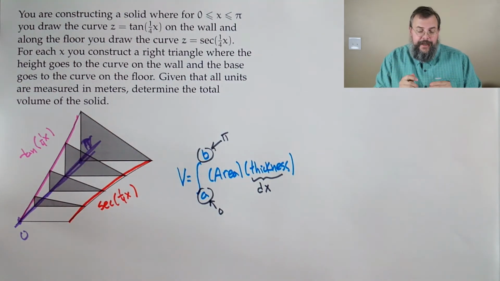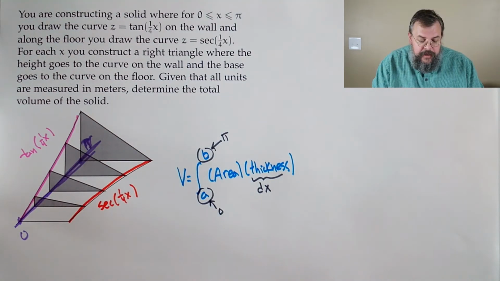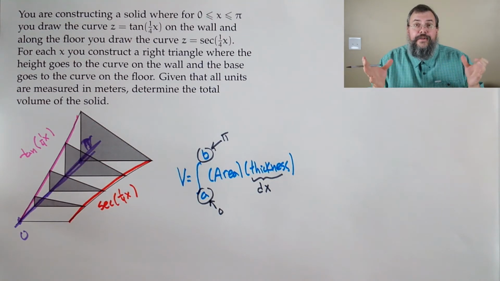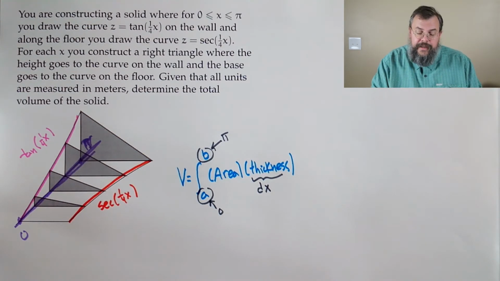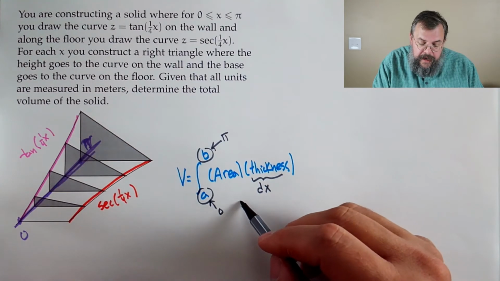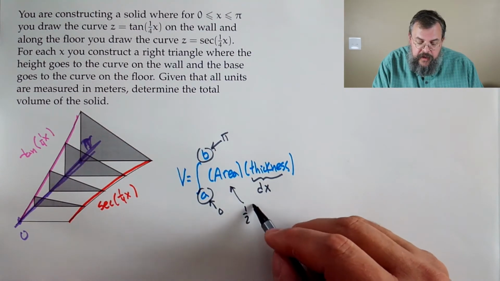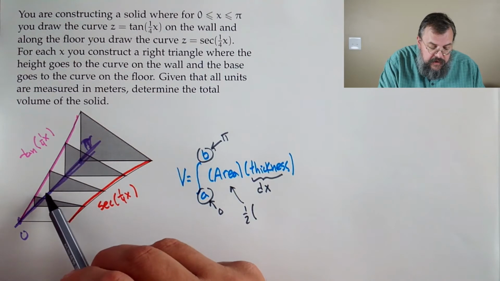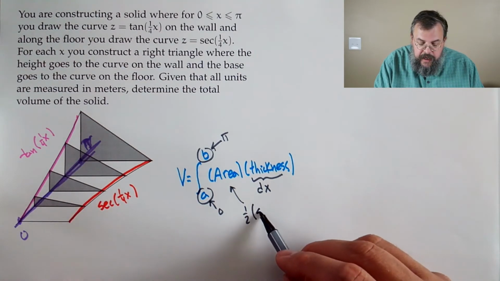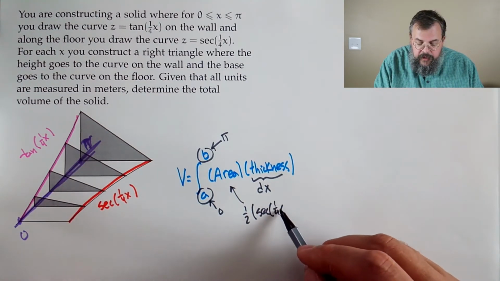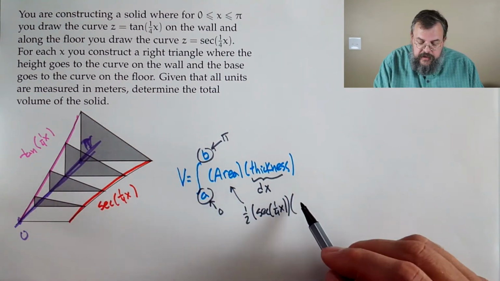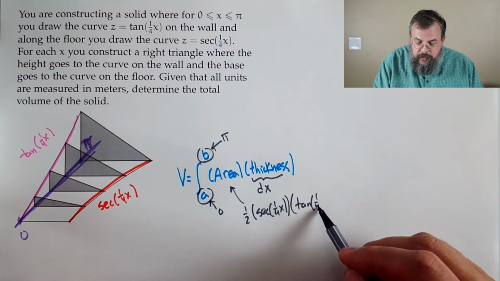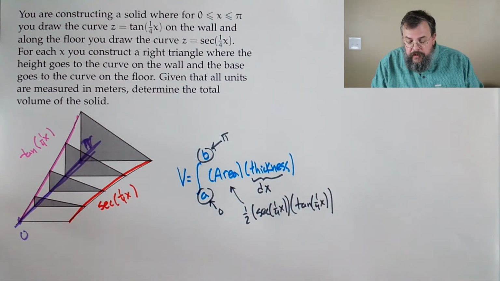Now, what's the area? Our cross sections are always triangles. In fact, they're right triangles, not just any kind of triangles. So the way we find the area would be 1/2 base times height. The base is going out to the secant, so 1/2 secant of 1/4 x. And then the height is going up to tangent, so tangent 1/4 x.